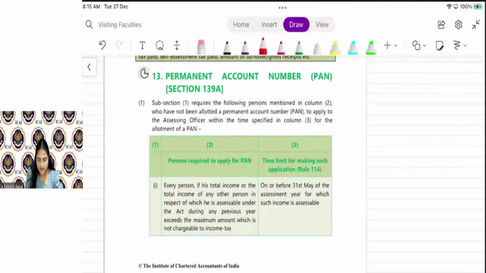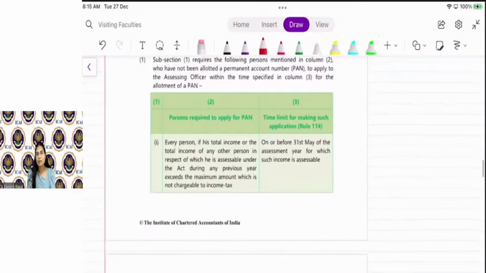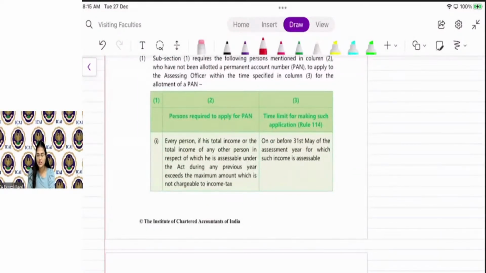So let us discuss now the concept of Permanent Account Number, PAN. Subsection 1 requires the following persons mentioned in column 2, who have not been allotted PAN, to apply to the assessing officer within the prescribed limit mentioned in column 3. So if you are a person mentioned in column 2, then you have to apply for PAN to the assessing officer within the date mentioned in column 3.